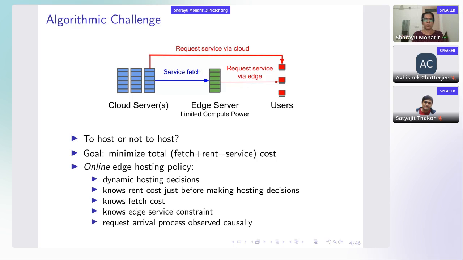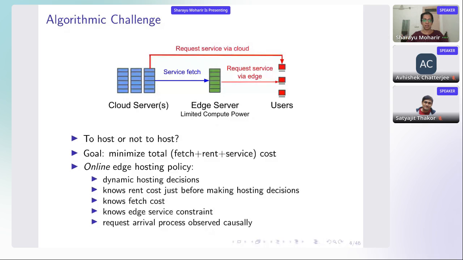And the goal of the policy is to minimize the total cost of service, which is the sum of the latency cost, the rent cost, and the fetch cost. The hosting decision can be changed from time slot to time slot based on various parameters. The service hosting policy knows the rent cost before it makes the hosting decision for the next time slot. It knows the cost of fetching the service from the cloud to the edge, and it also knows the edge service constraint, which is how many requests the edge can serve simultaneously in a time slot.